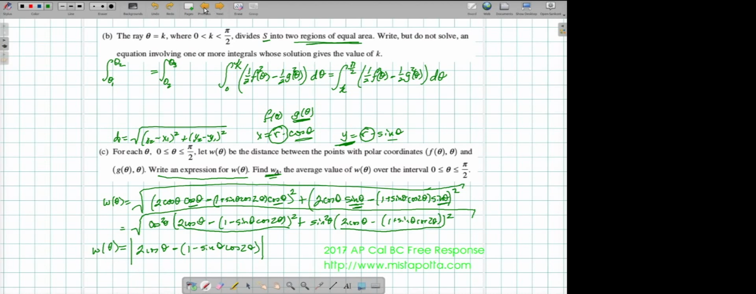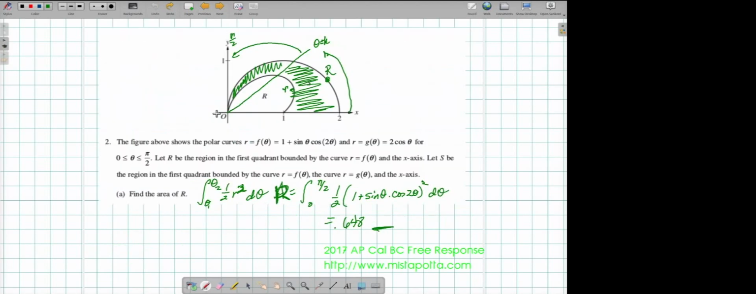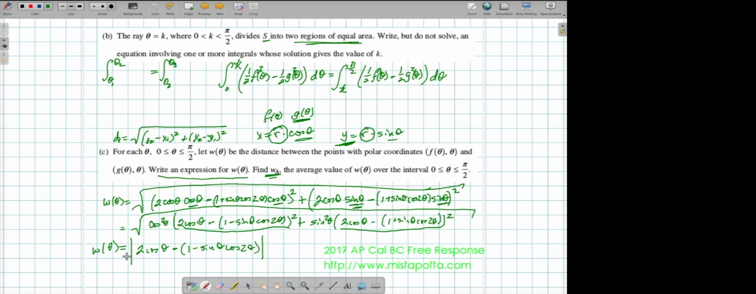And going back to our diagram, I notice that my cosine of 2 theta, this outer function, is always greater than or equal to my f of theta, this inner loop, 1 plus sine theta cosine 2 theta. So because of that, I really can get away with not having these absolute value bars here. And of course, that's going to be nice when I'm trying to calculate w of a.